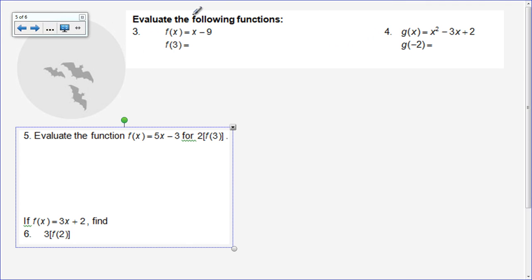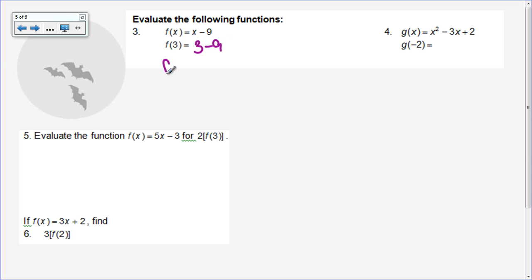So this first one, we want to evaluate this function, f of x equals x minus 9, and they want you to find f of 3, which means they have replaced the x with a 3. So I'm going to replace this x with a 3. And so to find f of 3, I just have to do 3 minus 9, which happens to be negative 6. So the function value at 3 equals negative 6. So when x is 3, y equals negative 6. It makes a pretty little ordered pair. This would be a point on the graph.